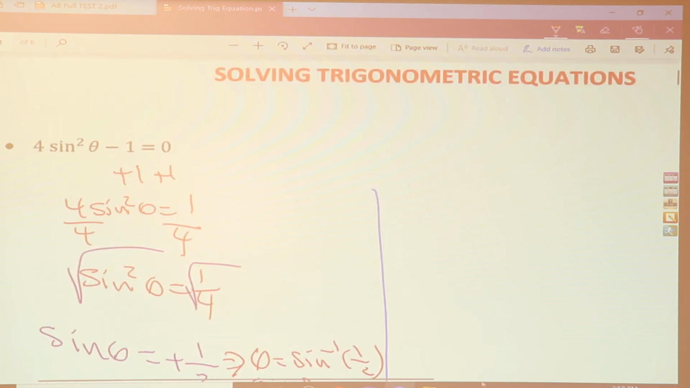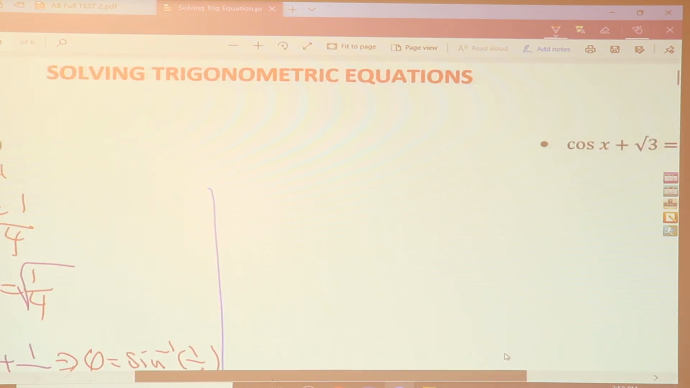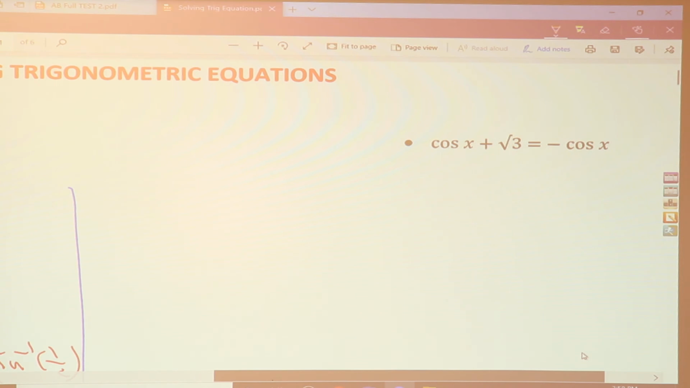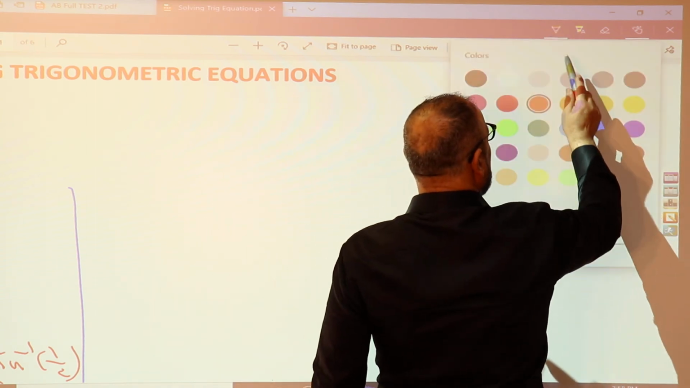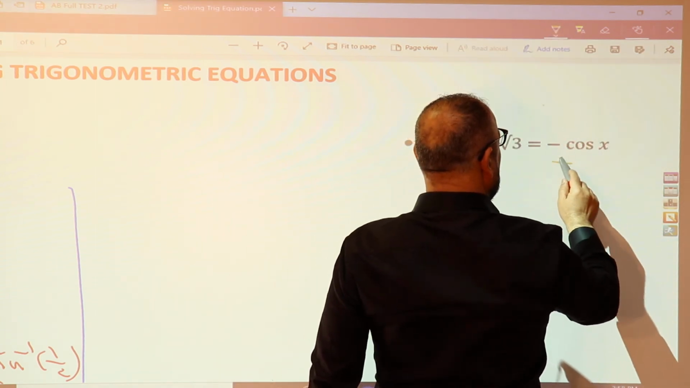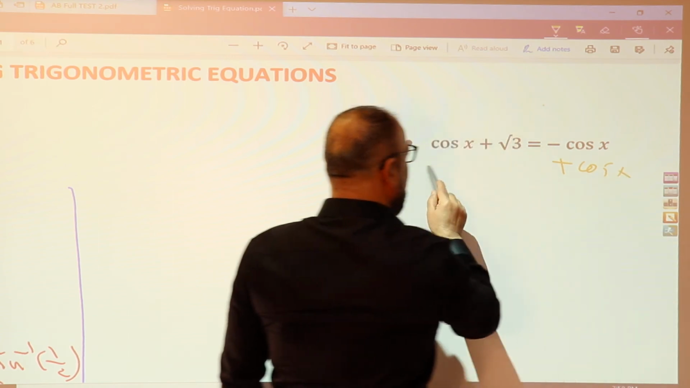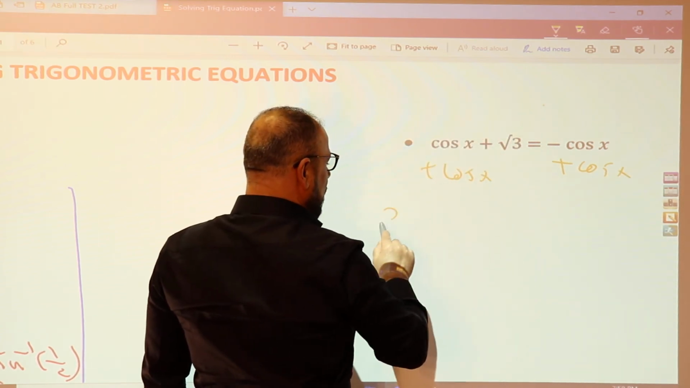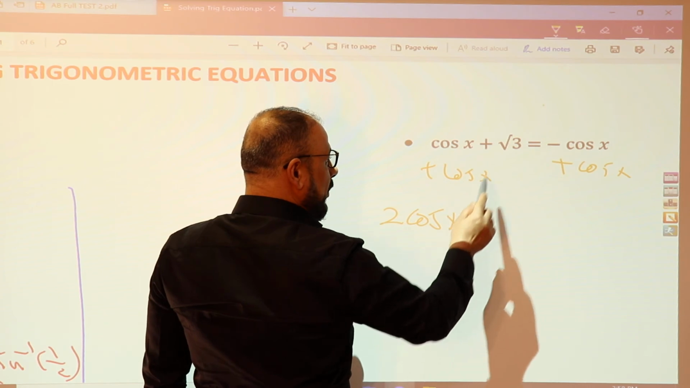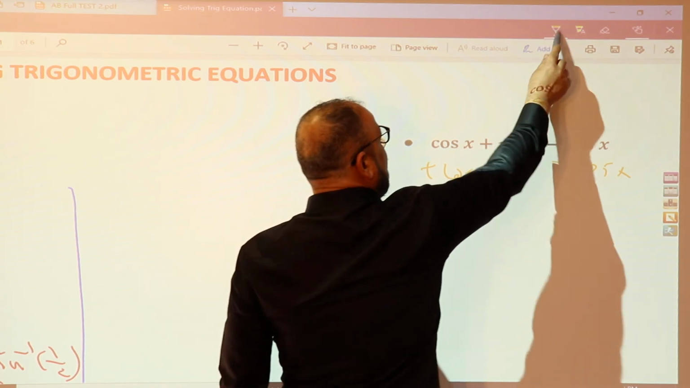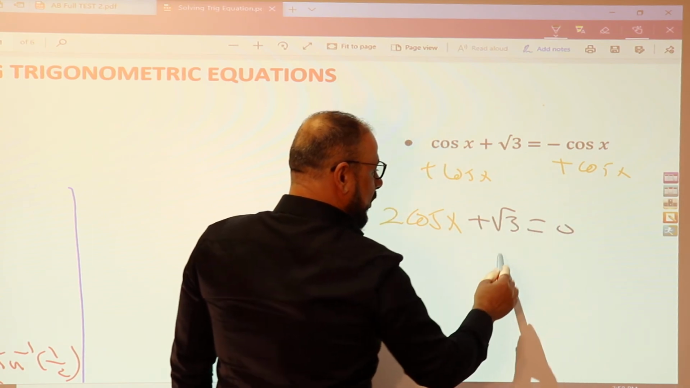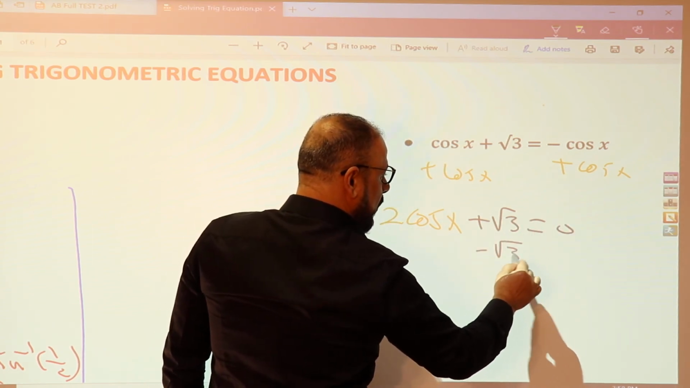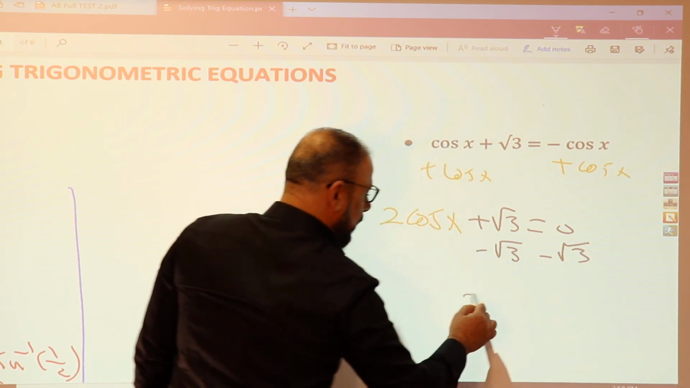One more and I will leave you till I see you. Look here, plus cosine x plus cosine x, you have to put them together. 2 cosine x, and I'm going to leave plus 3. I'm going to leave it for now. Then I'm going to move it to the other side. Minus square root of 3, minus square root of 3.